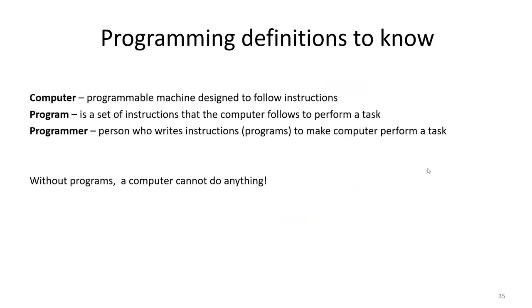A couple definitions you do want to know are the simple definitions of computers and programs. We officially define a computer as a programmable machine designed to follow instructions. A program is a set of instructions that the computer follows to perform a task. A programmer is the person who writes the instructions in order to perform that task. And so, of course, without programs, a computer cannot do anything.